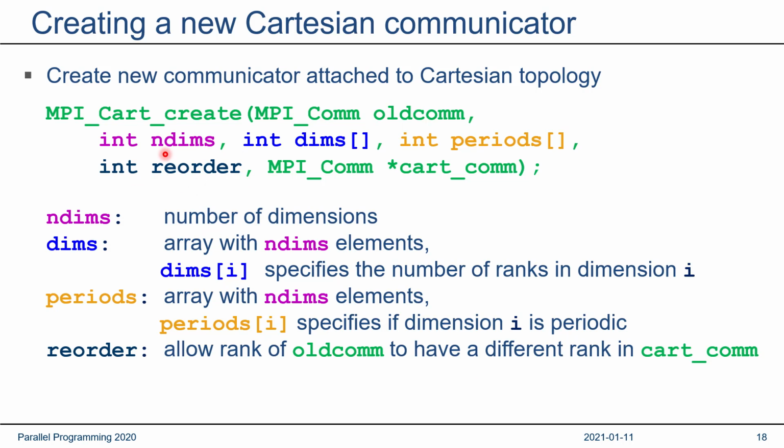And there's an argument integer reorder, which could be 0 or 1. It allows the ranks of old com to have a different rank in cartcom, meaning that the order of the ranks could be arbitrarily chosen by the MPI implementation. The rationale behind this is that if the MPI implementation knows about the network topology and how processes are mapped to the network, then it may be able to optimize the process placement, assuming that predominantly next neighbor communication takes place. I should add that few MPI libraries provide this facility, so most do nothing if you specify any reordering here.